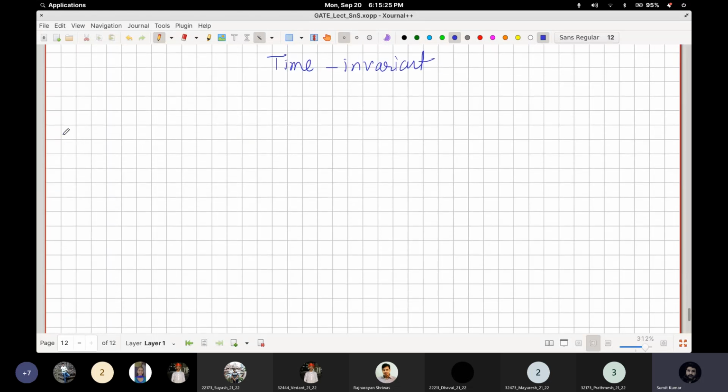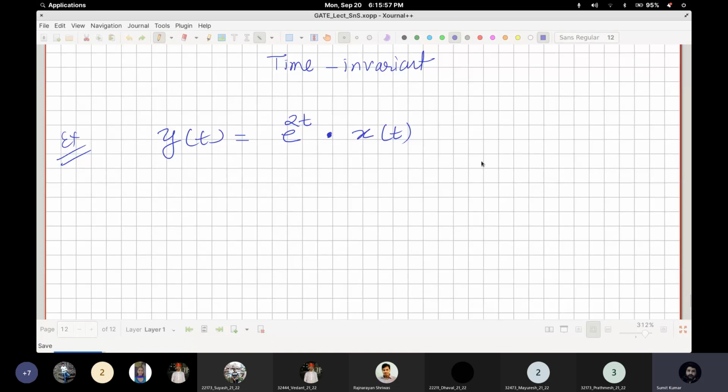Now the second question here is that y of t is equal to, let me just write this one here, e to the power 2t times x of t. Tell me whether this system is time invariant or not. This was linear, isn't it? This system was linear, isn't it?